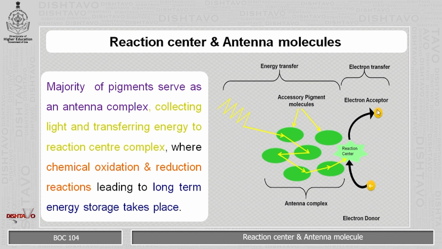At this point, there is a molecule called the electron acceptor, which will accept the electron, so it will get reduced. So there is an oxidation and reduction, and simultaneously there will be another molecule which will donate the electron, and then it will get oxidized. So the cycle goes on.